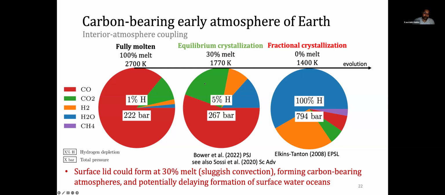But in this study, we showed that at about 30% melt, you would rather get a carbon monoxide dominated atmosphere, or in general, carbon-bearing atmospheres. This is because at this melt transition, the rheology of the mantle is such that it moves from a very vigorous convection to a sluggish convection mode. This creates a surface lid, which in some sense delays the rest of the outgassing processes of magma ocean crystallization. So this has very important implications for the formation of surface water oceans, for example, because it will delay the outgassing of steam and then the condensation of steam onto the atmosphere.